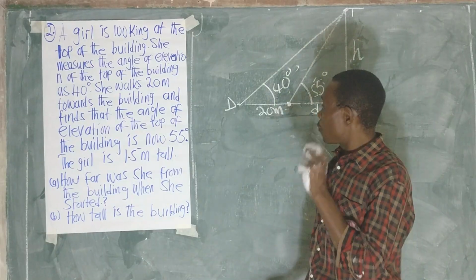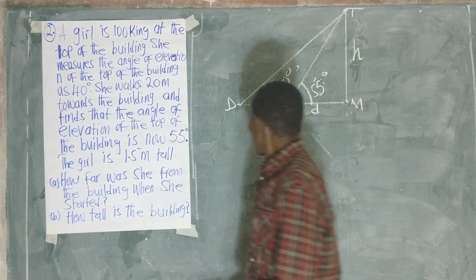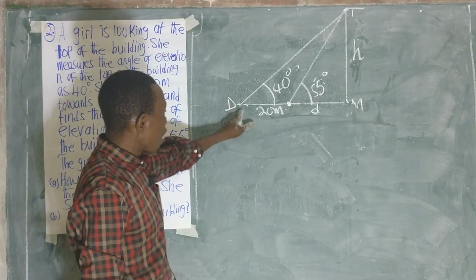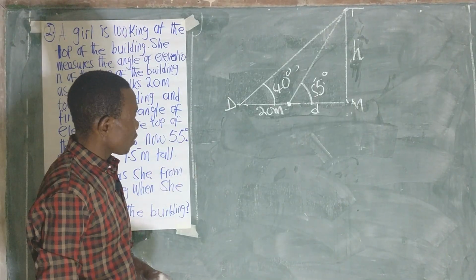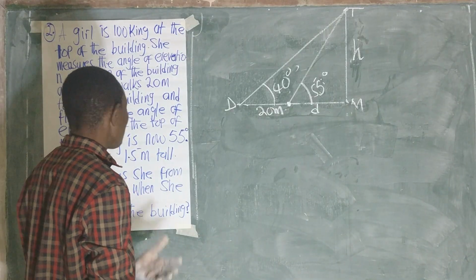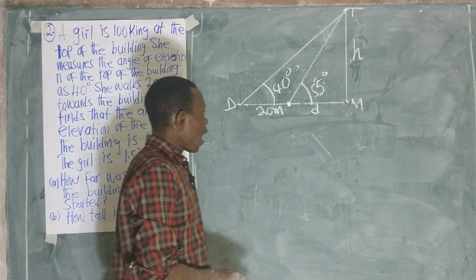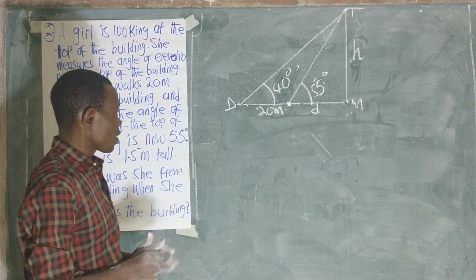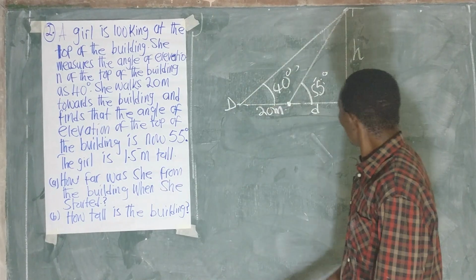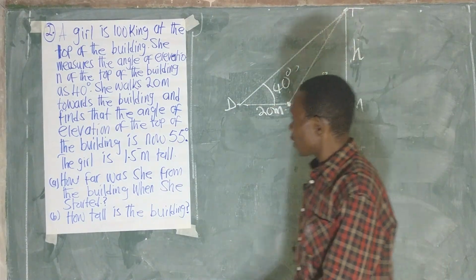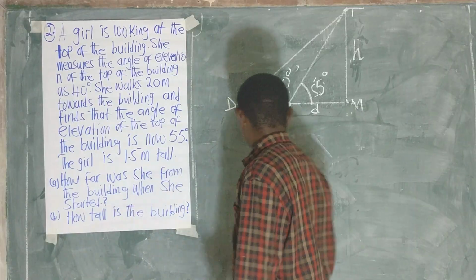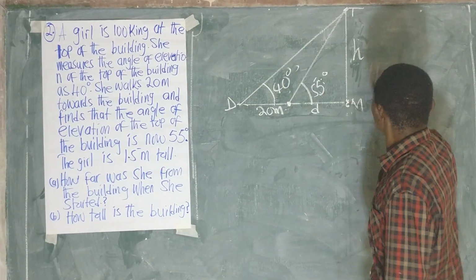I'm far, angle of elevation what? Decreases. Right, so what we have here, we are asked to find the height of the building. And secondly, how far has she walked, the distance from where she started? So if we are to respond to question 1, when they say how far was she from the building when she started, it means we are looking for the distance, which is number 1.